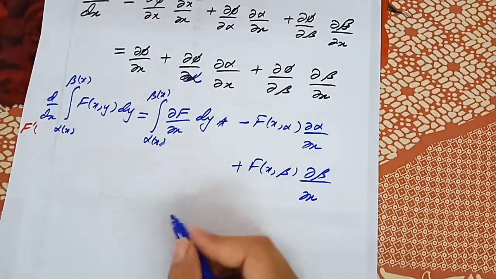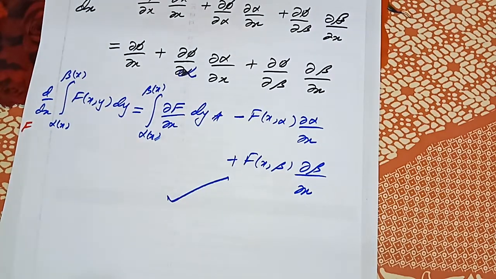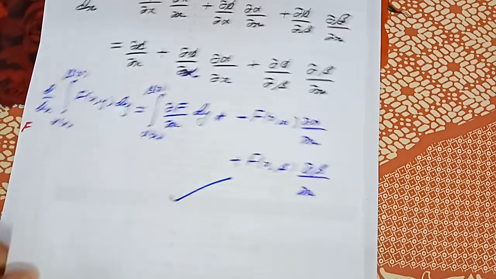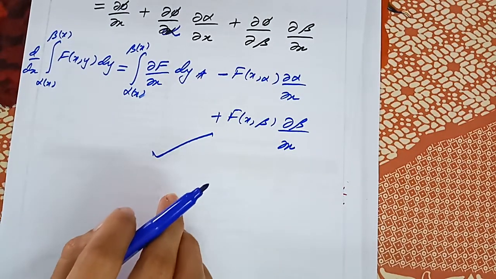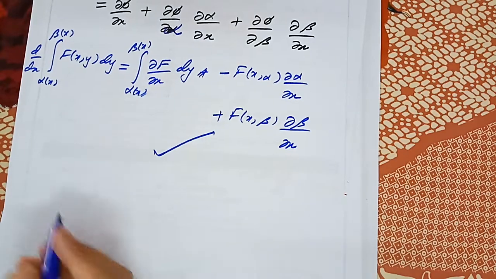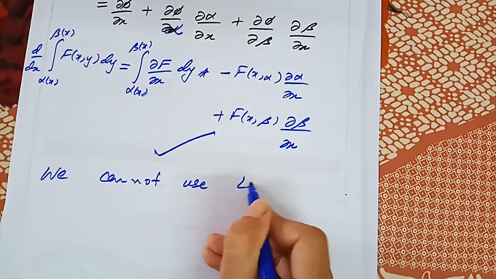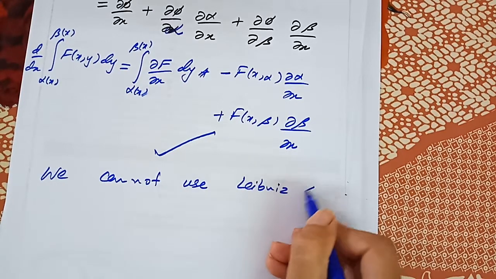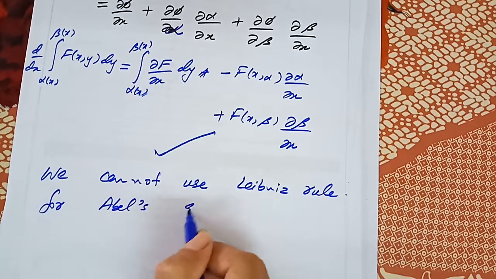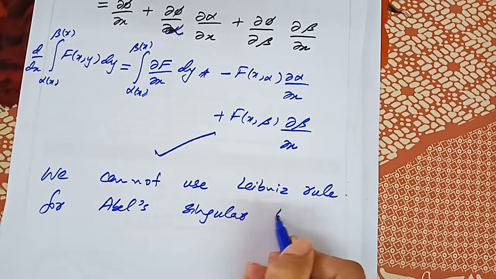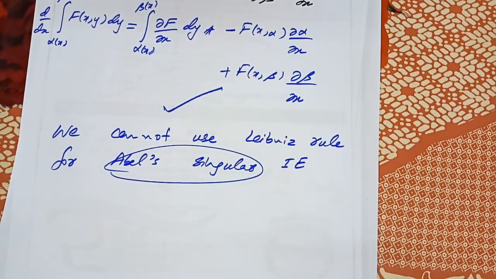So we can use this Leibniz rule for finding the derivative of an integral. But there is some limitation of this Leibniz rule. We cannot use this Leibniz rule for Abel's singular integral equation. And what is this Abel's integral equation?